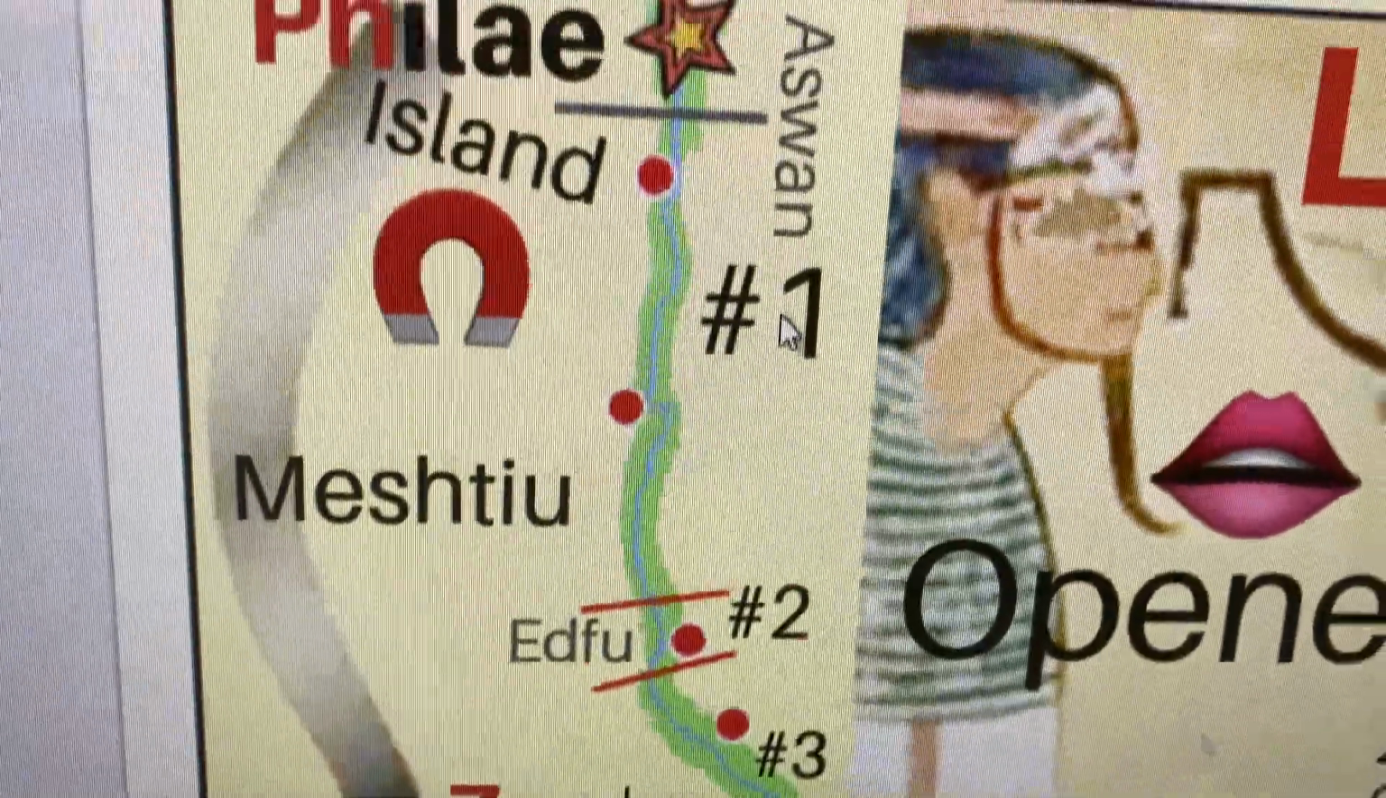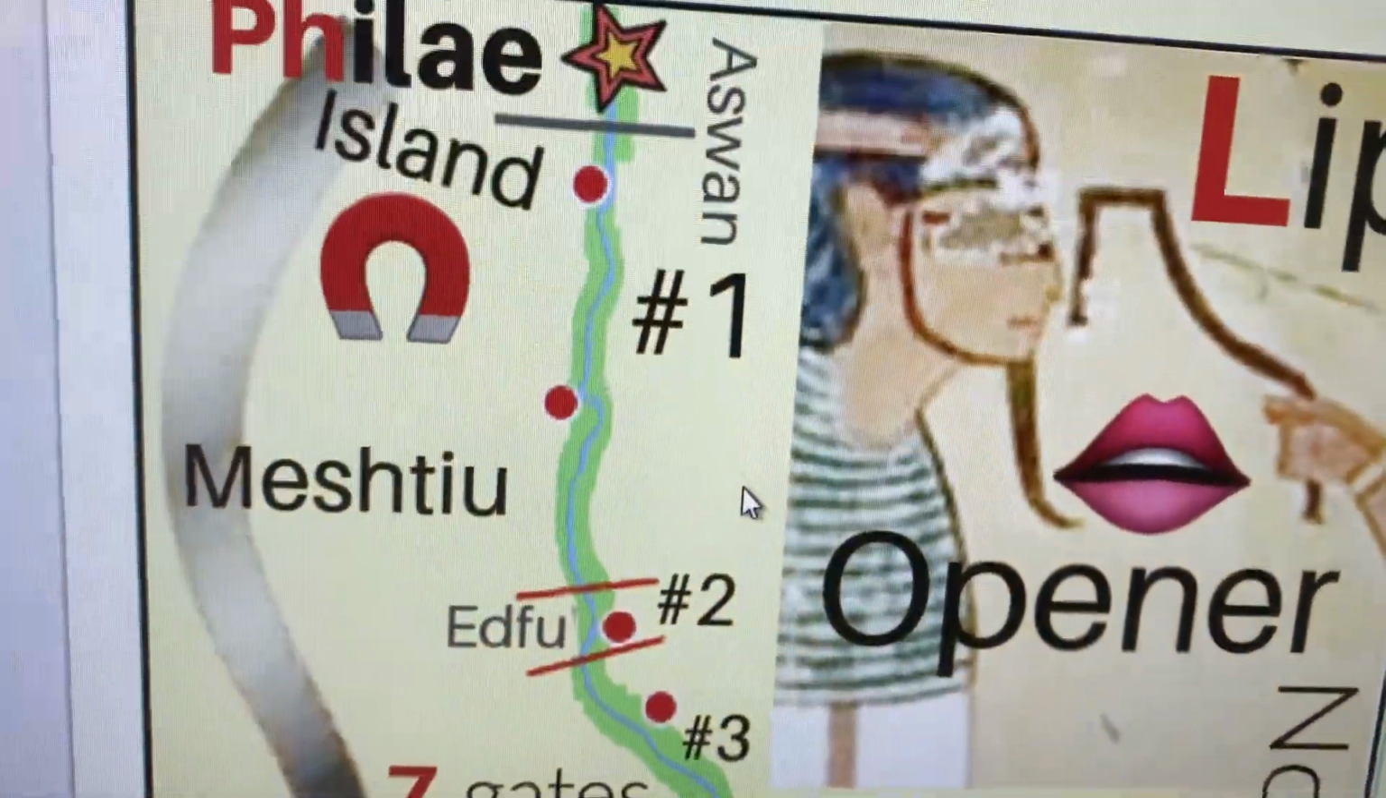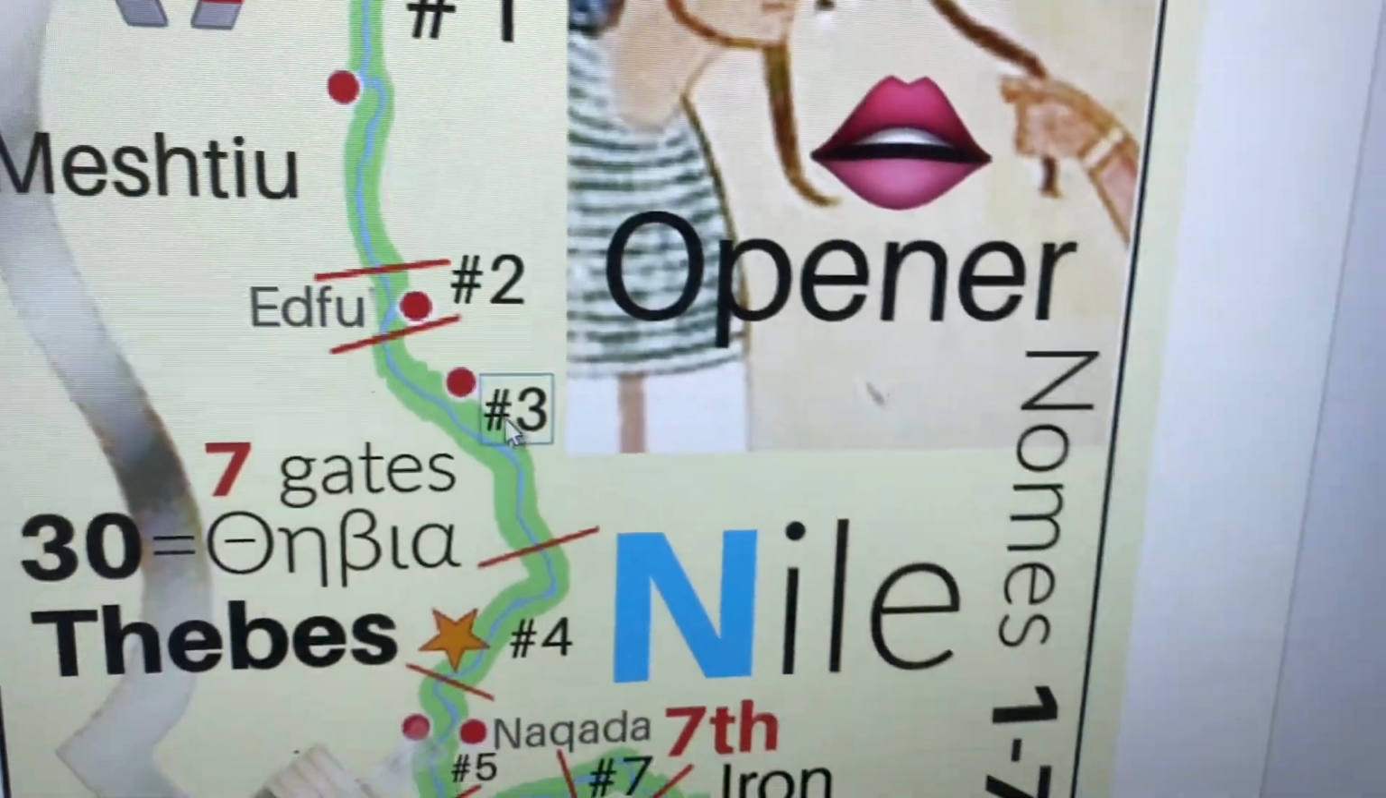So if we go over here, this is where letter A starts. And the alphabet letters go forward like this.